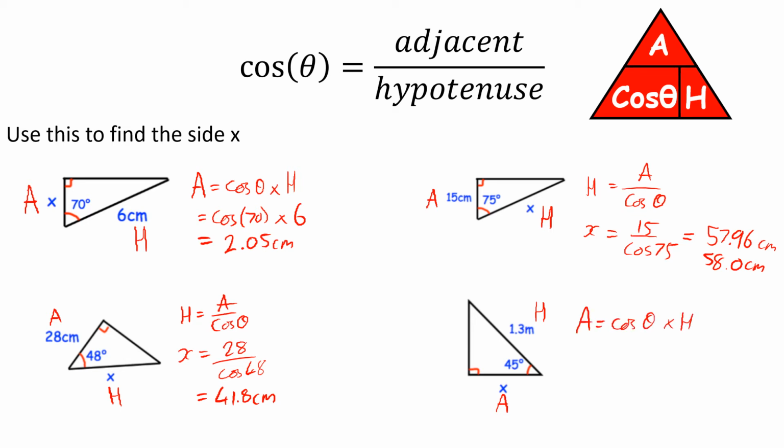And then for our last one, we're finding the adjacent this time, so we want to do cos theta times the hypotenuse. So that's cos 45 times 1.3, which is going to give us 0.92 meters this time, for once not centimeters.